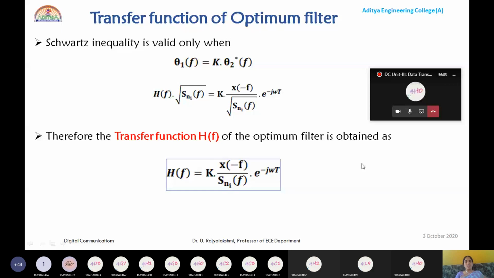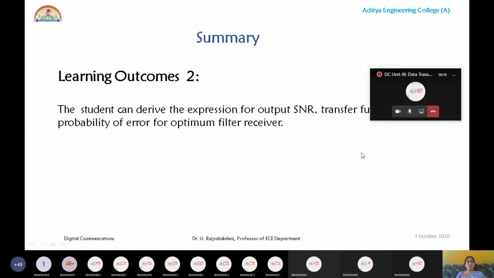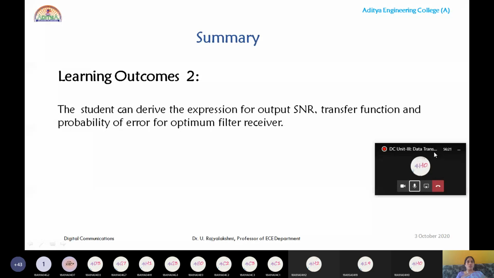Wherever I represented expressions with rectangular boxes, please remember them. This is the transfer function, and similarly the square of output SNR and the probability of error for the optimum filter. With this we can conclude our module. In this module we have discussed the probability of error calculation, transfer function, and output SNR calculation for the optimum filter receiver. Any doubts in this module?